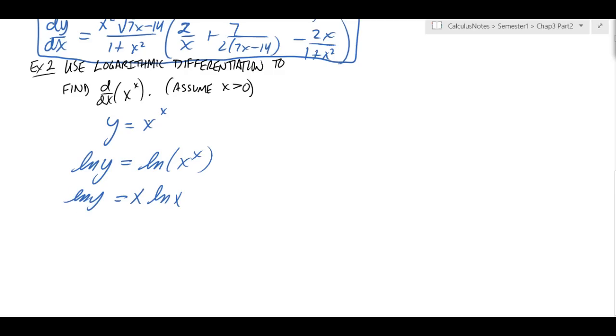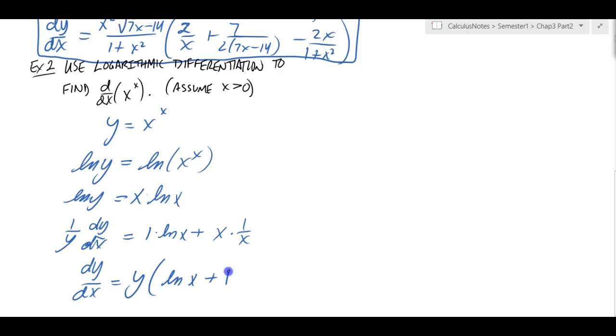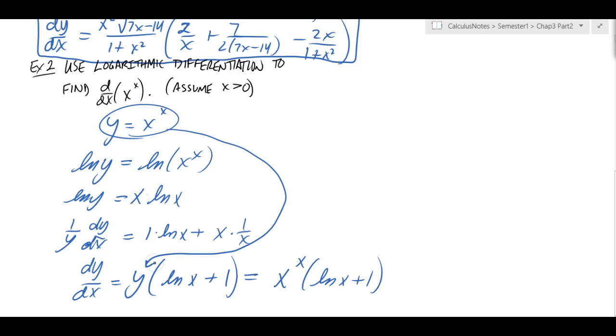And now we're ready to take the derivative of both sides. So the derivative of the left side with respect to x would be 1 over y, dy/dx, and then using the product rule, we get 1 times natural log x plus x times the derivative of natural log, which is 1 over x. And now we can solve for dy/dx by multiplying both sides by y. And that could also be written as x to the x times natural log x plus 1, filling in the original y in place of that y.